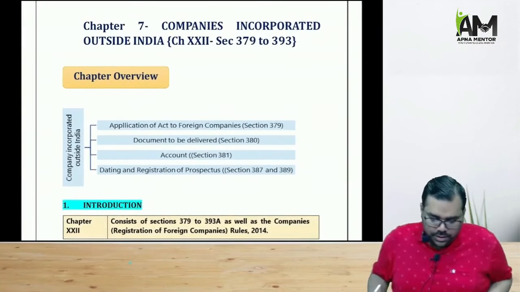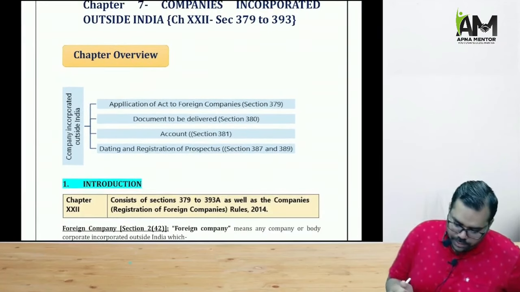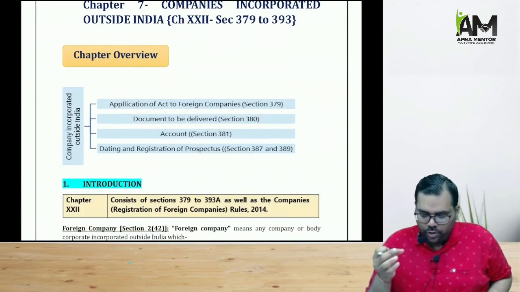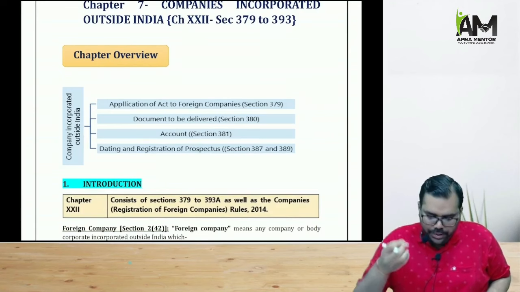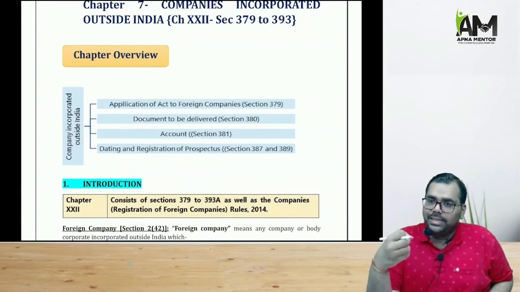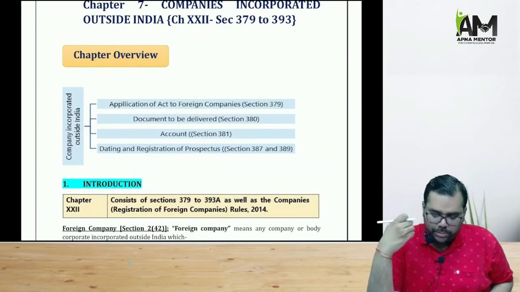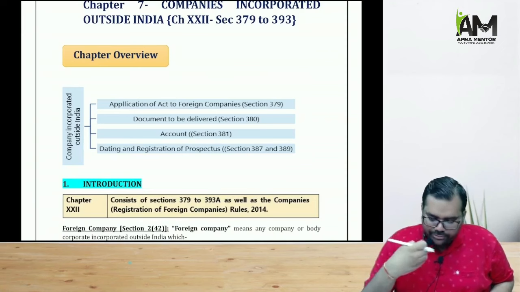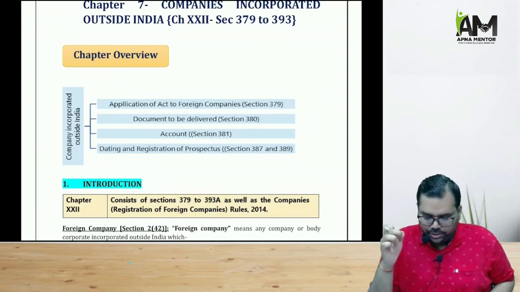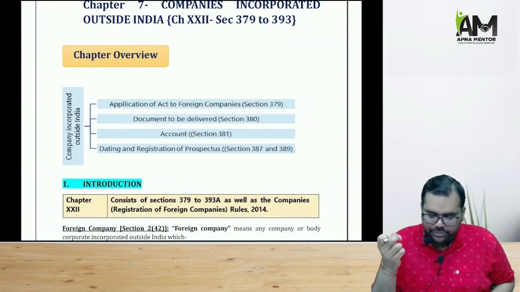So again, companies incorporated outside India, chapter number 22, sections 379 to 393. Let us take an overview of what we are going to study in this chapter. First of all, section 379. The first section normally talks about applicability. So here also, the first section will talk about when this chapter will be applicable to a foreign company.